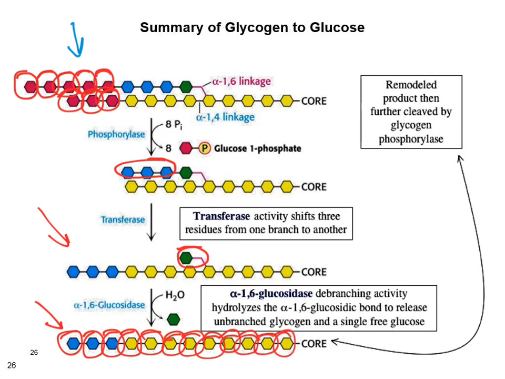So look at how many times glycogen phosphorylase is working, and then occasionally the transferase shows up, and occasionally the alpha-1,6 shows up. But then the glycogen phosphorylase is taking care of the rest of it.